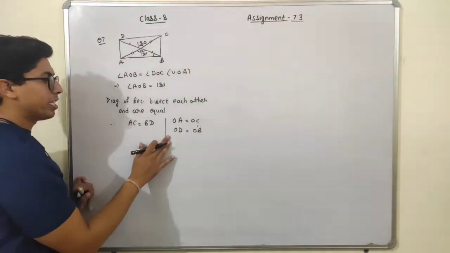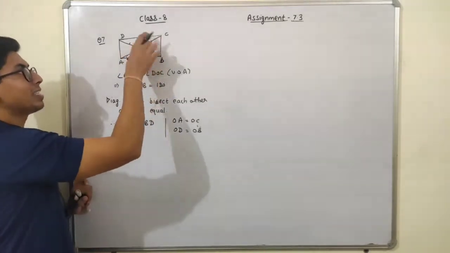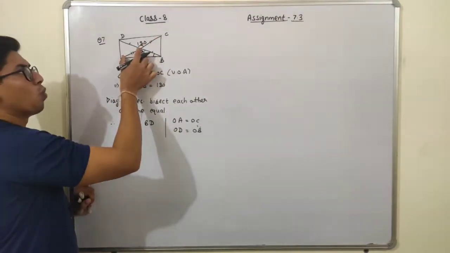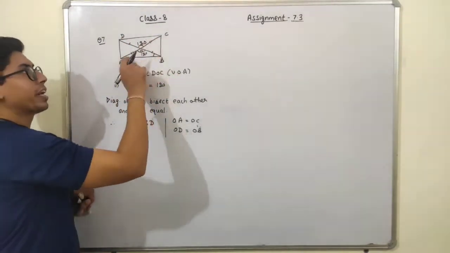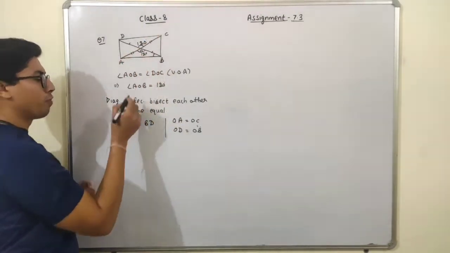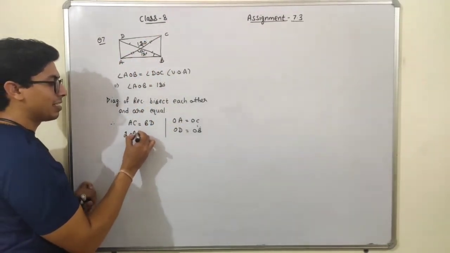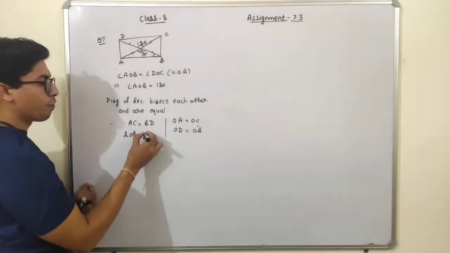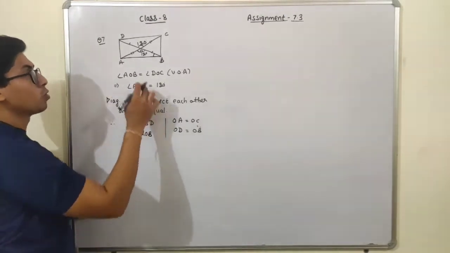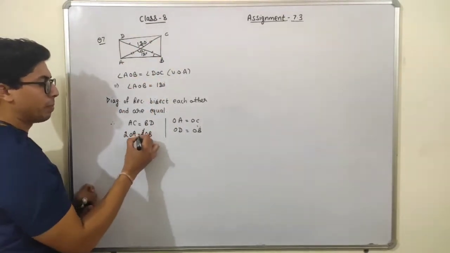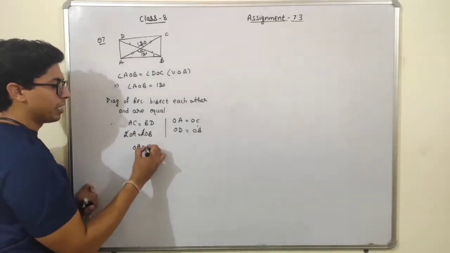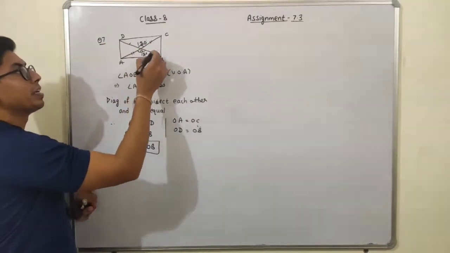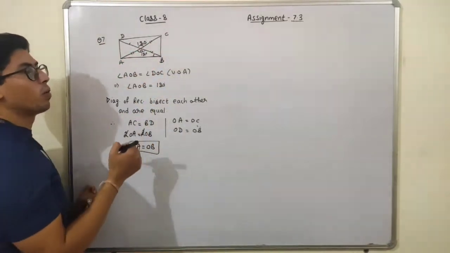Okay, students. Now see, as diagonals are equal, AC is equal to BD. This AC can be written as OA plus OC, and both are equal. So I can write this AC as twice of OA, and this BD can be written as twice of OB, because these are equal. The 2 can be cancelled out, so OA is equal to OB.